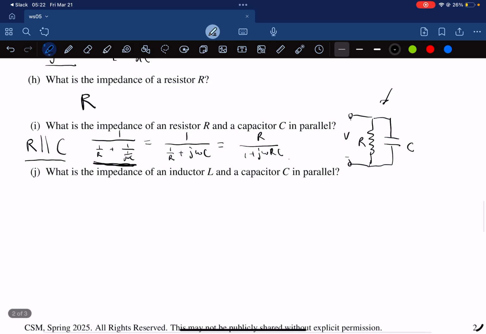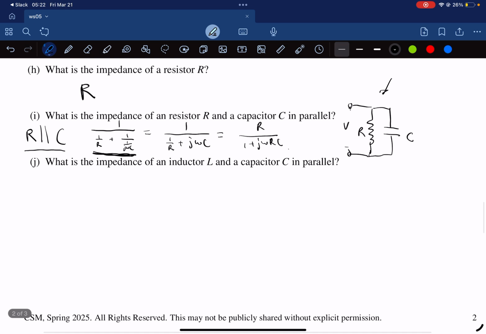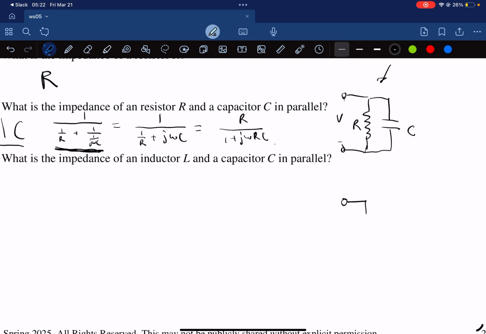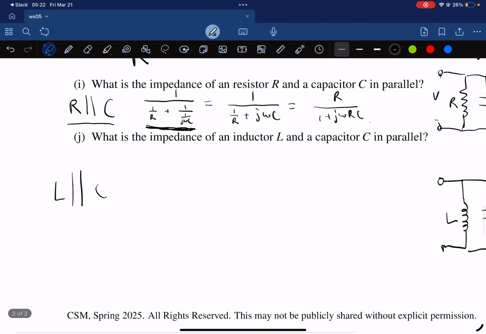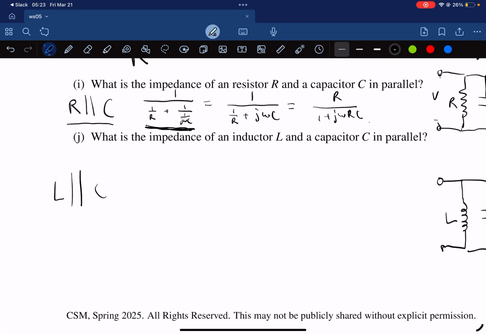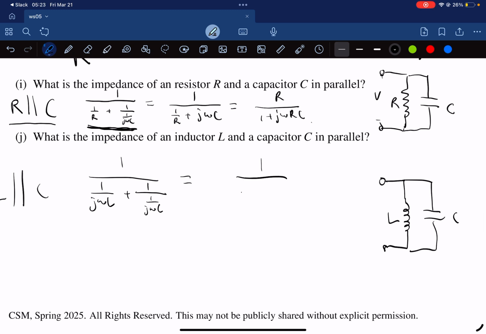Okay, next part, part J, impedance of an inductor L and a capacitor C in parallel. Let's get another circuit going. Okay, here's our inductor. Same equation. So we can have L in parallel with C. And what that comes out to is 1 over, oh wait, no, that's right, my bad. 1 over j omega C, which is equal to 1 over this.